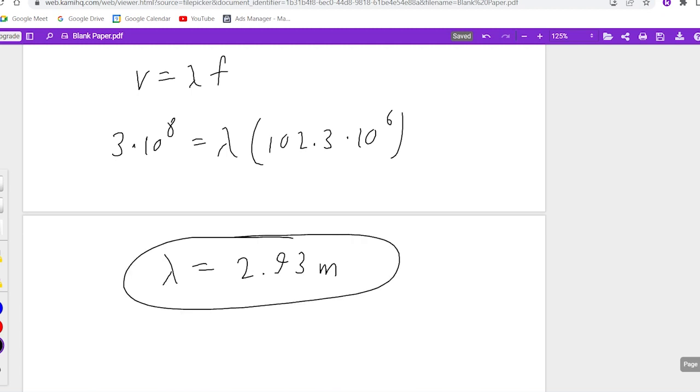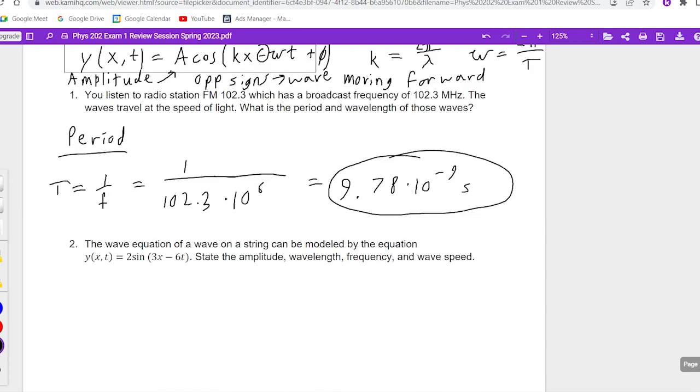So in other words, if you could see these radio waves, I mean the human eye can't see radio waves, but if you could see them, they're 2.93 meters long, which is pretty cool. Any questions on that one? Okay, great. That was an easy one, just in case you're curious.